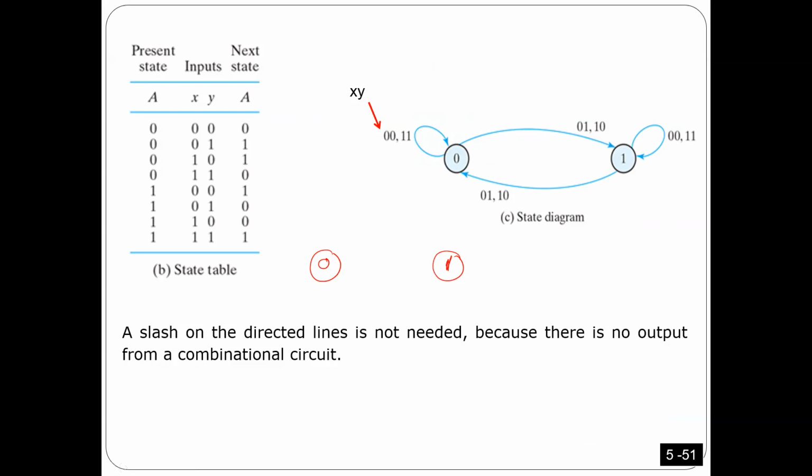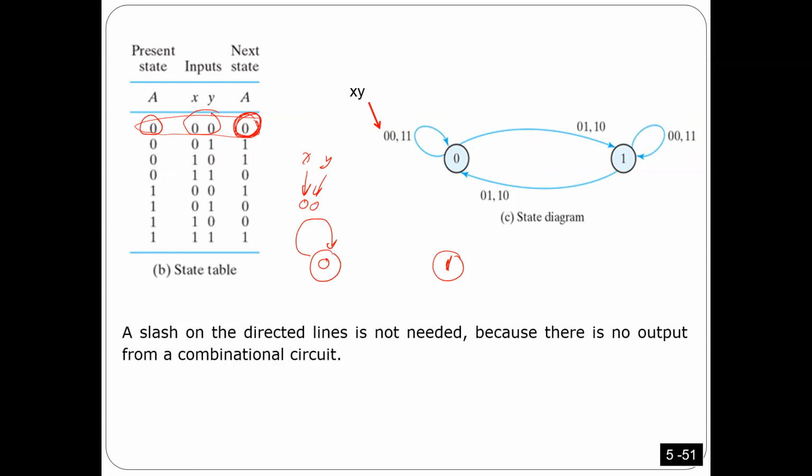Now let's see how it works here. Look here, for example, what is this one telling me? If you are in state 0, you are going to stay at state 0 when the two inputs here are 0, 0. So I'm going to write 0, 0, since these two inputs are representing X and Y. This row is telling me if you're in state 0 and X and Y are 0, 0, you're going to stay at 0.